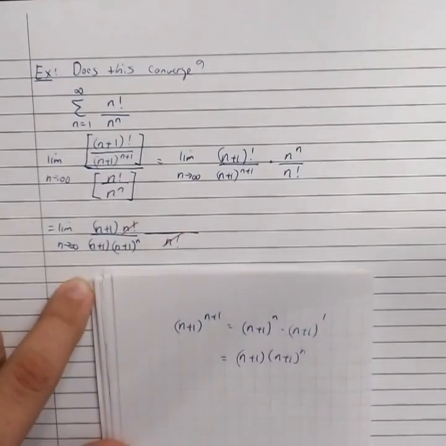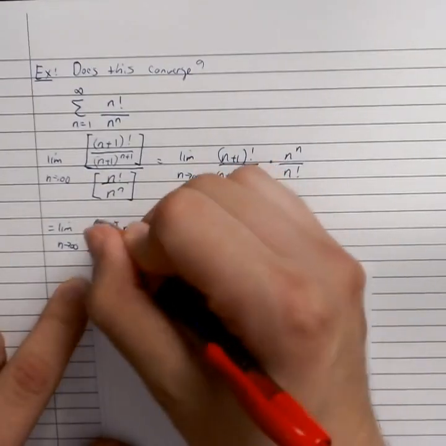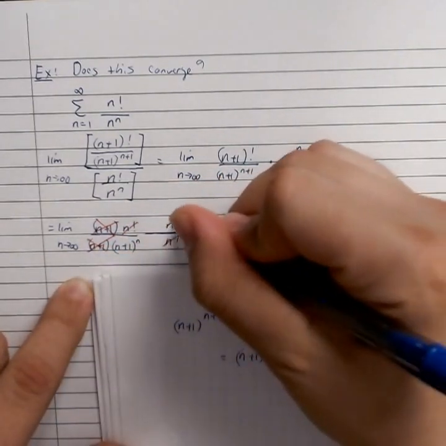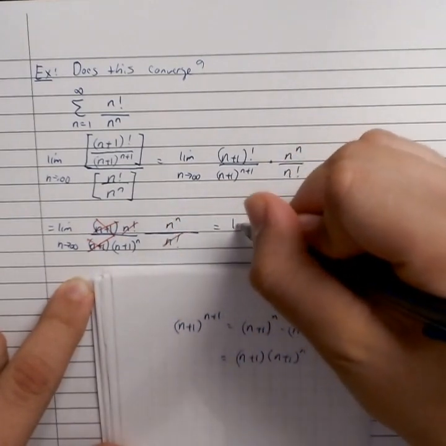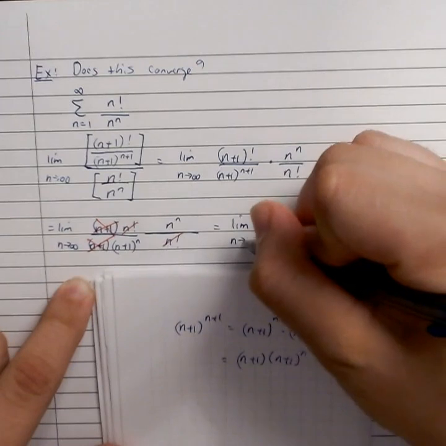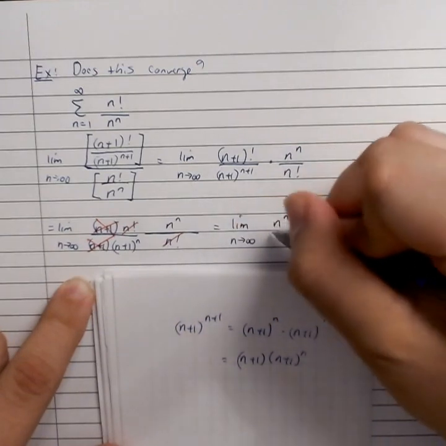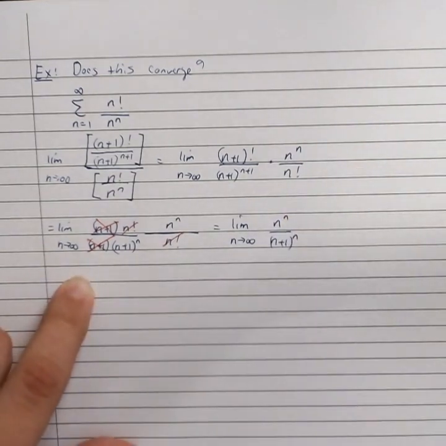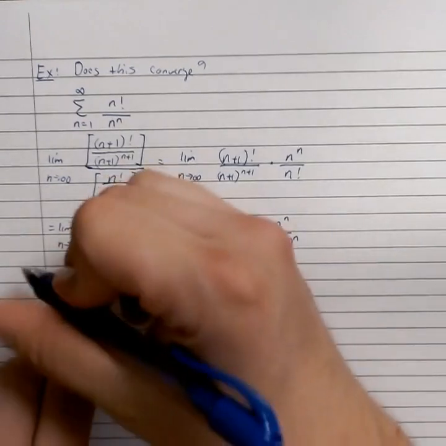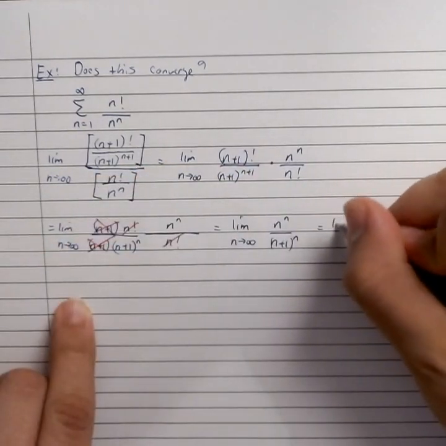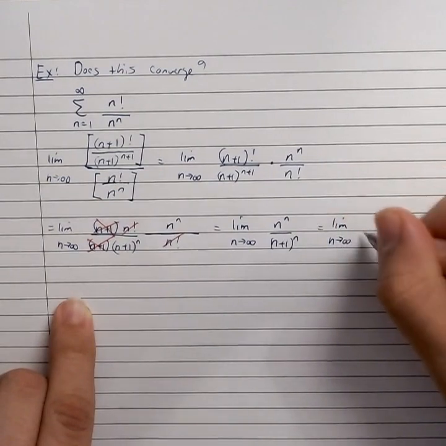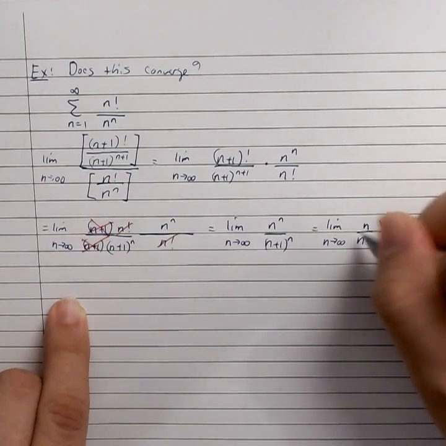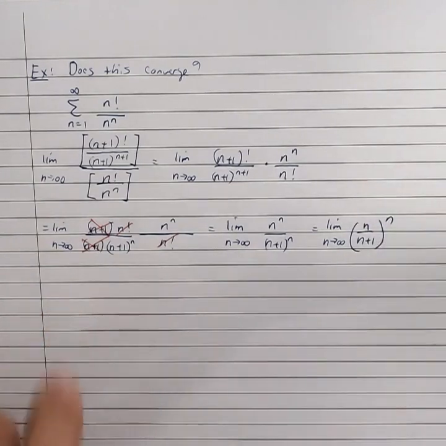Oh, but look, now these divide away, just like that. And here I have n to the power n. Okay, so let's simplify what we've got. We've got the limit as n approaches infinity of n to the power n over n plus 1 to the power n. Here, notice it's a quotient, and they both have the same power. So we could write this as the limit as n approaches infinity of n over n plus 1, to the power n.